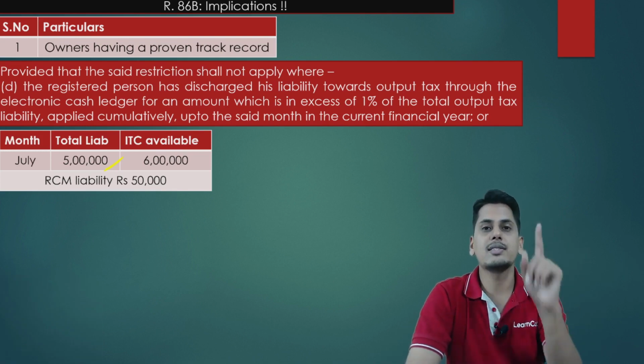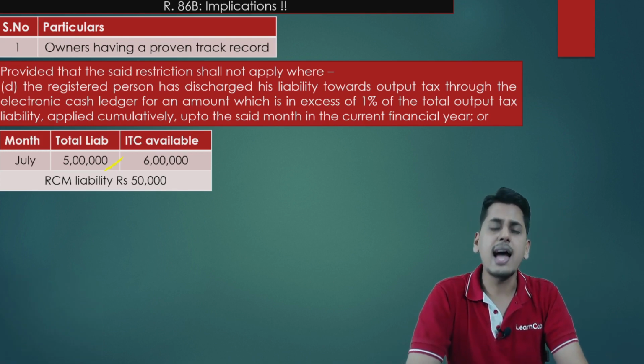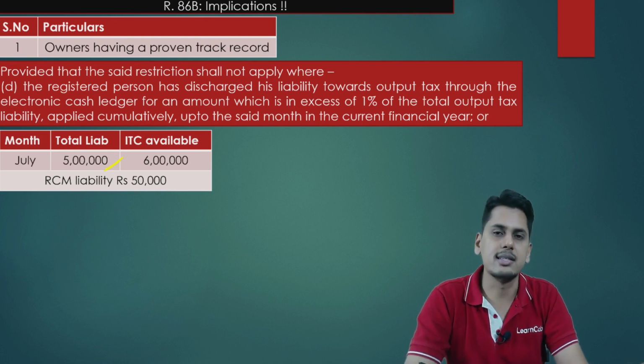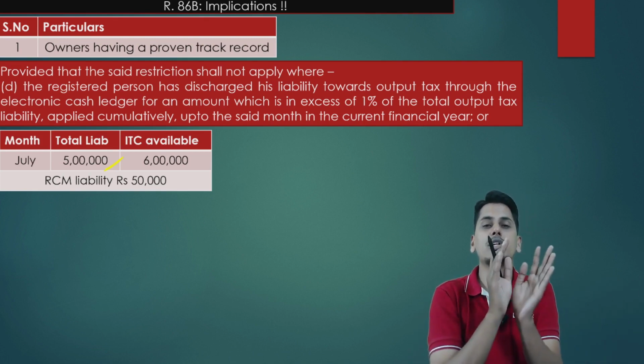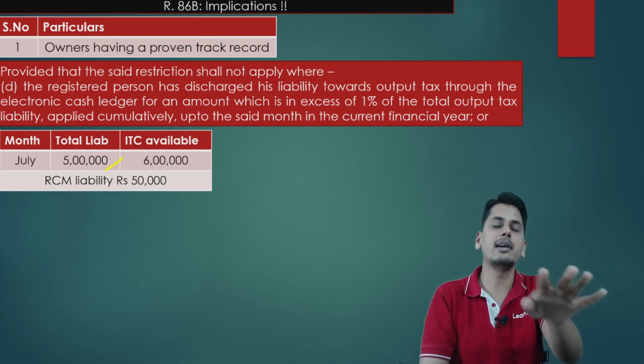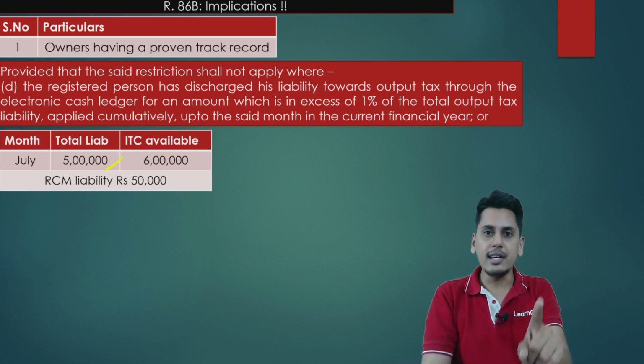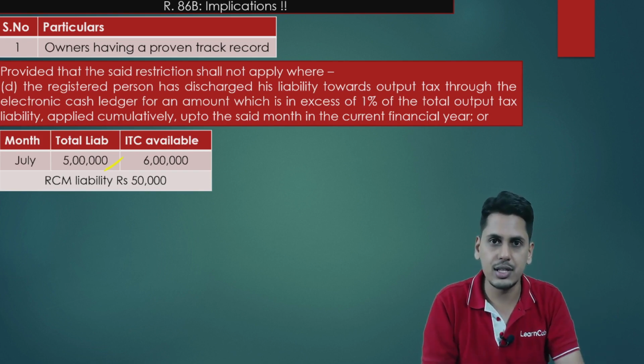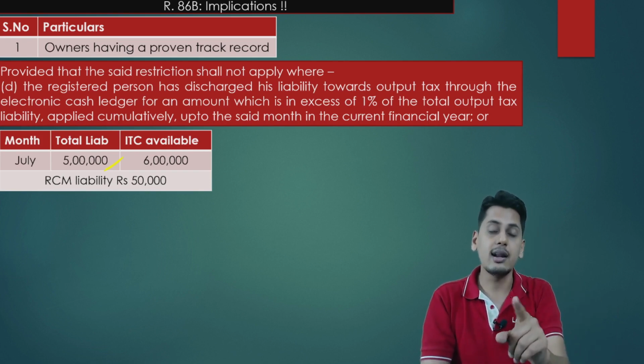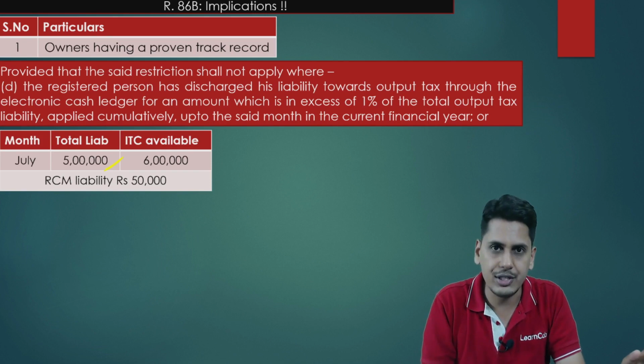Friends, always remember, as regards Rule 86B, you should not consider RCM liability inside the total liability. Whenever you are checking whether you have discharged 1% from the cash ledger, you should not consider RCM taxes paid through the cash ledger.